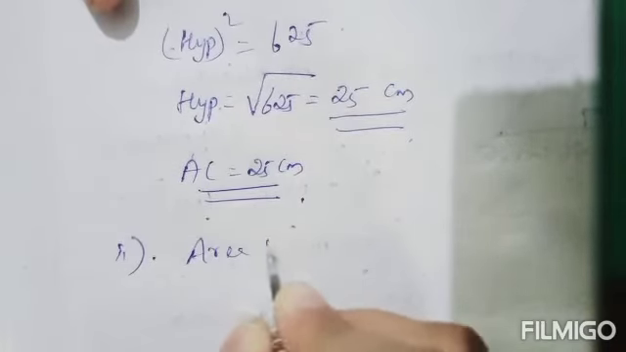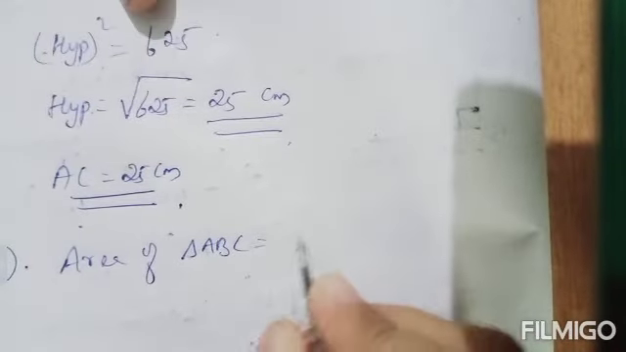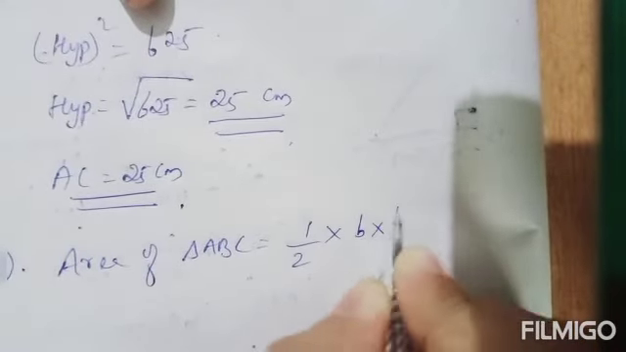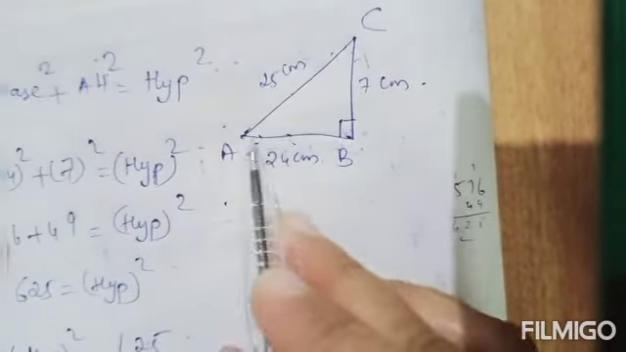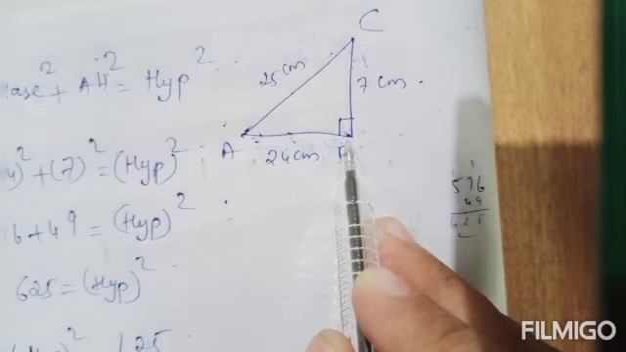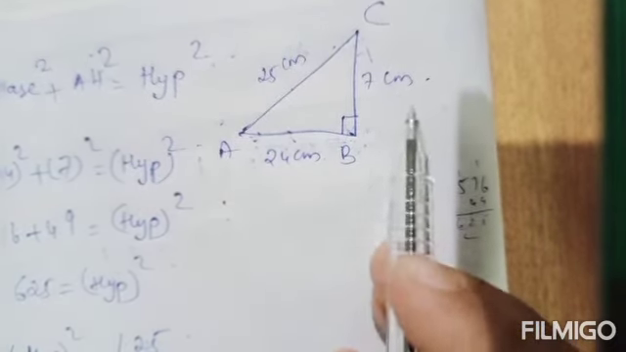ABC is a right angled triangle, so you can use the half into base into height formula. Here the base and height, the lengths of the sides forming the right angle, are given. So you can take one side as base and the other side as height.